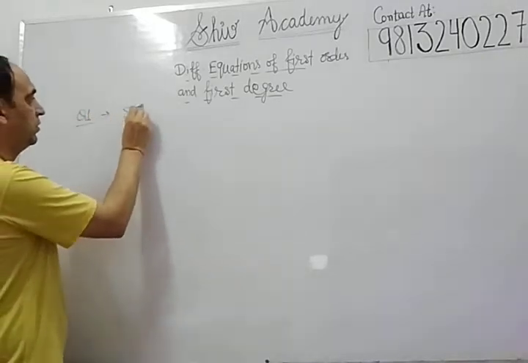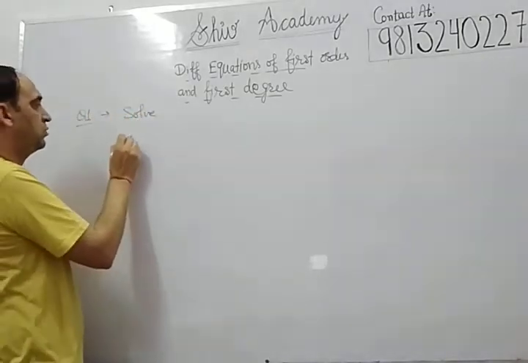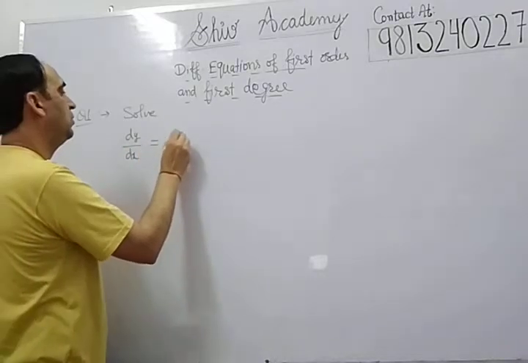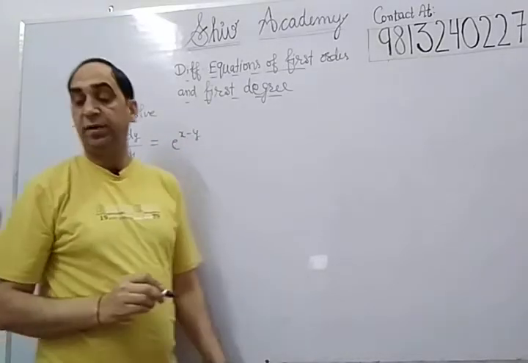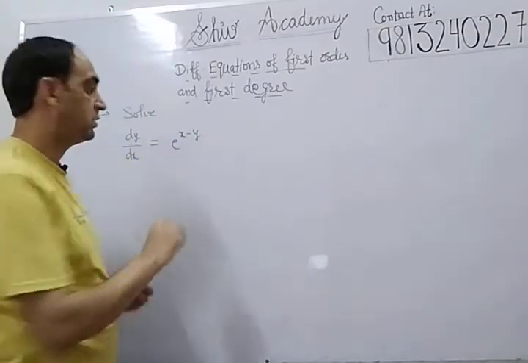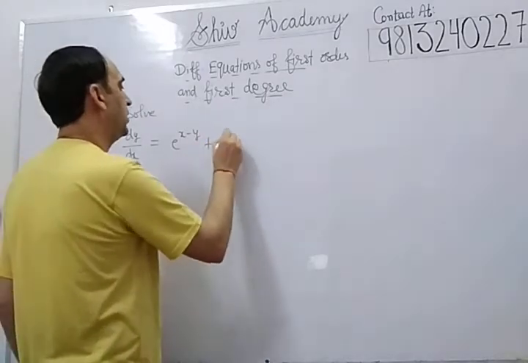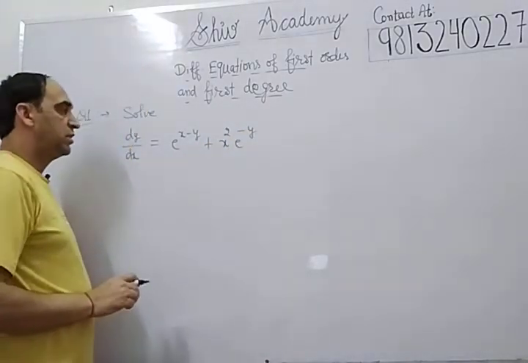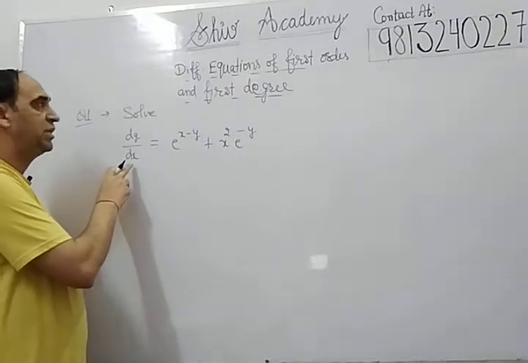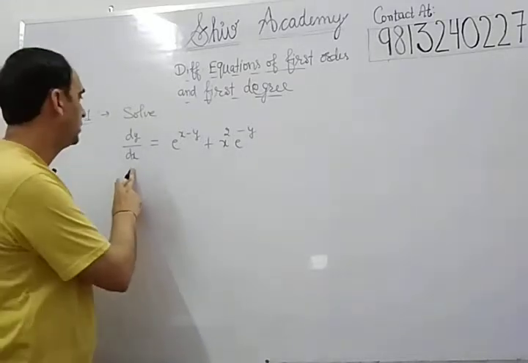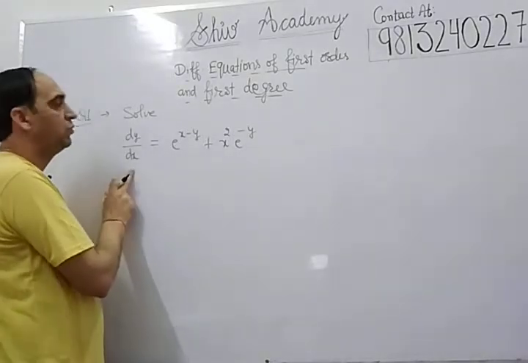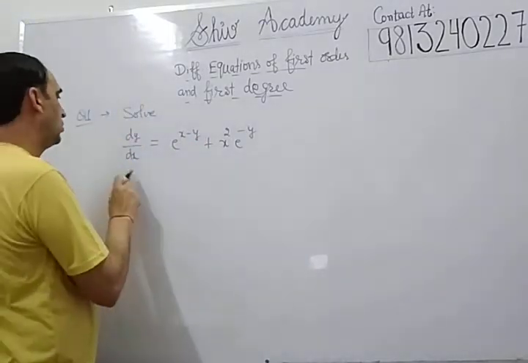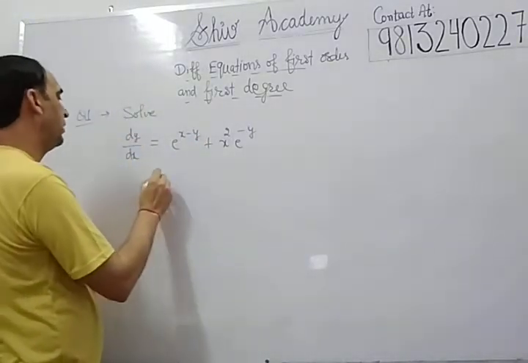Just like you have given, solve dy by dx equal to e to the power x minus y plus x square e to the power minus y. So dear students, look at this equation. It is a differential equation of first order and first degree. So what we have to do, I am applying the first method, variable separation. How do we do it? We separate the variables of x and y.